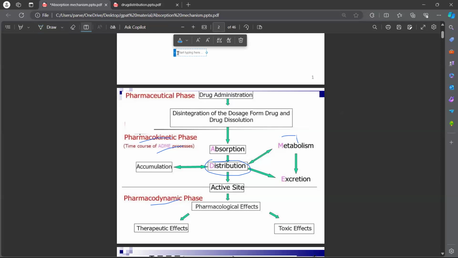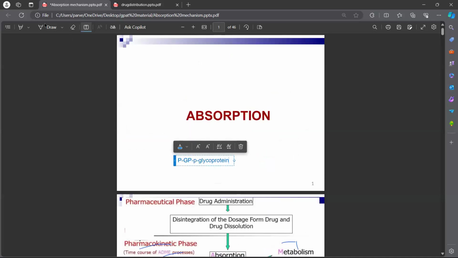Do you guys have any idea what is meant by PGP? Let me elaborate: P glycoprotein. P glycoprotein is an efflux transporter present throughout our body, mainly in our intestine and the blood-brain barrier. So what does P glycoprotein do?